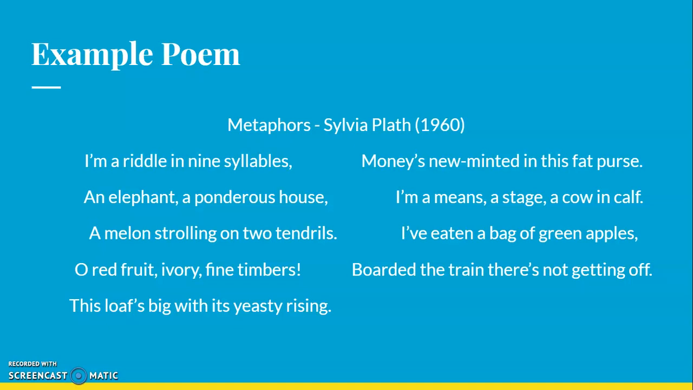I'm a riddle in 9 syllables, an elephant, a ponderous house, a melon strolling on 2 tendrils. Oh, red fruit, ivory, fine timbers. This loaf's big with its yeasty rising. Money's new minted in this fat purse. I'm a means, a stage, a cow and calf. I've eaten a bag of green apples. Boarded the train, there's not getting off.